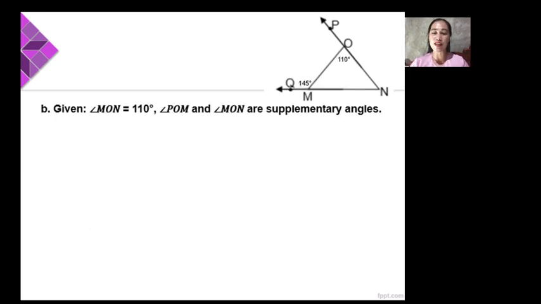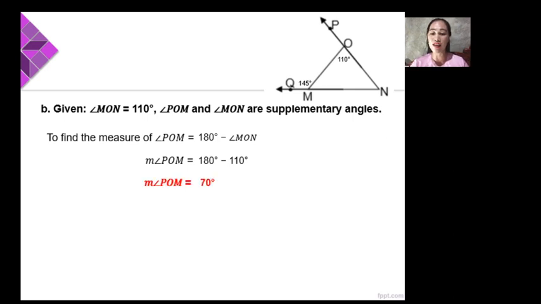Okay, next for letter B, we find the measure of angle POM. So angle POM and angle MON are supplementary angles. Therefore, we can subtract the measurement of angle MON from 180 degrees. So we have 180 degrees minus 110 degrees. Okay, so we subtract. Therefore, the measurement of angle POM is equal to 70 degrees.